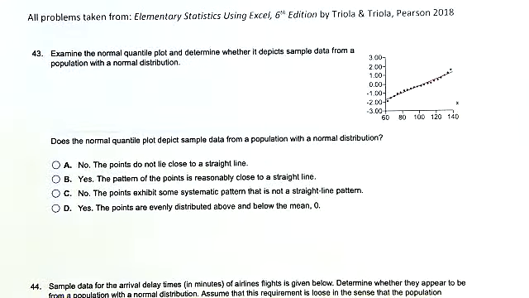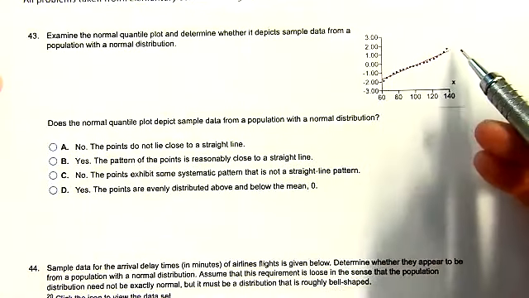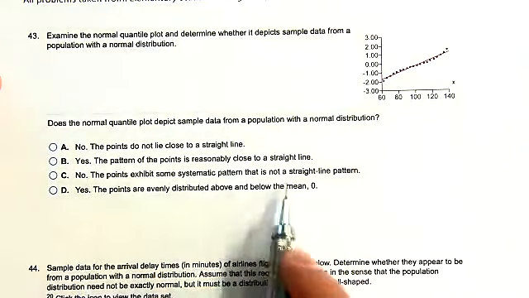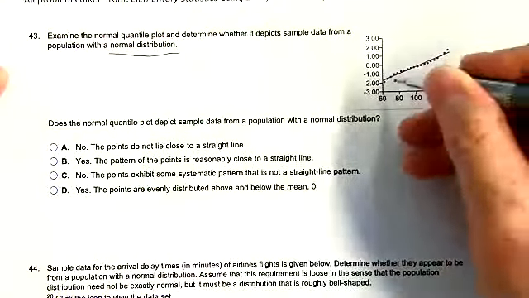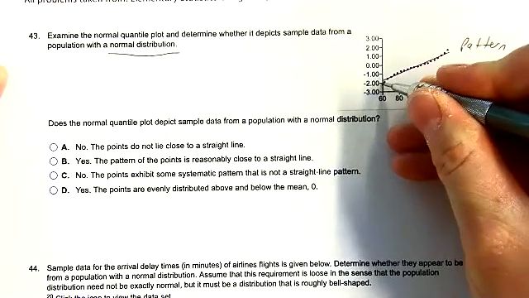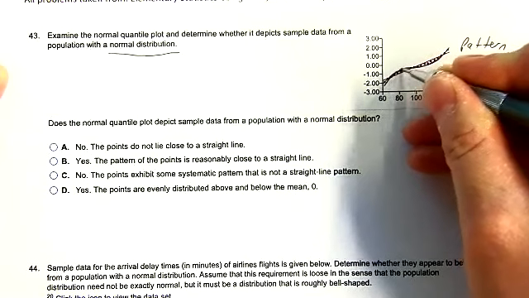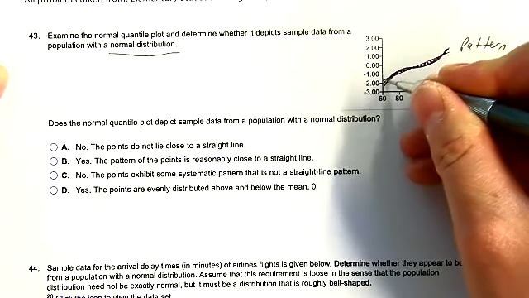Examine the normal quantile plot and determine whether it depicts sample data from a population with a normal distribution. If you look at this, the dots are very close to the straight line, right? And we'd all be tempted to say, yes, this is really close to a straight line, so that's normal data. But if you look really close, there's a pattern here, which is bad. The dots go up, and then they come down, and they go up again. It looks kind of like a sine curve.